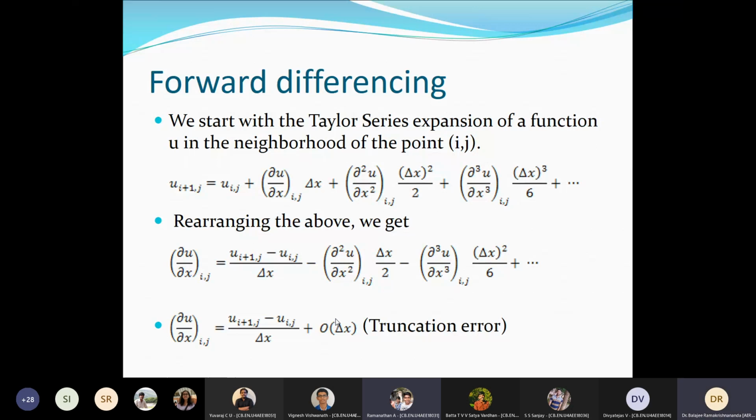∂³u/∂x³, let's assume it is 7 or 8. Then 8 by 6 is only 1.2. So it is 1.2 times delta x squared, which is 0.01. 0.01 into 1.2 is 0.012. Correct? So compare 0.012 with the earlier one. Definitely it is lesser. Yes. That is how you should understand this order of magnitude.